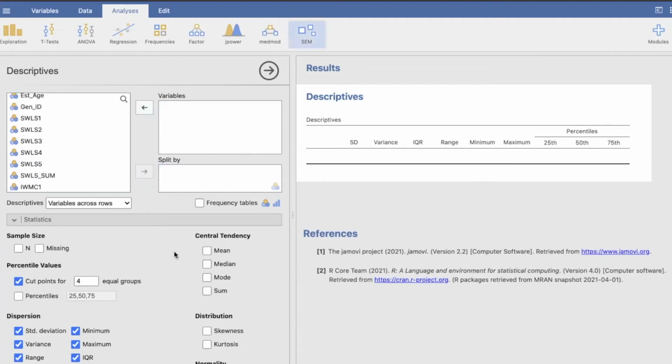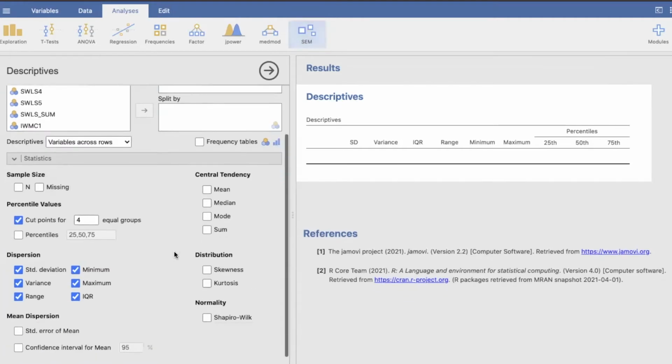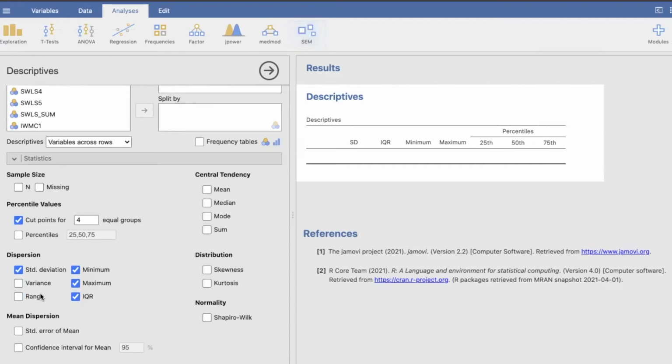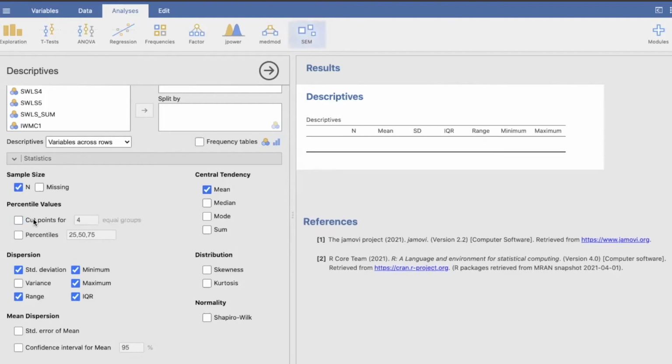What I usually put, whenever I make descriptives, is the standard deviation. I could probably put the range because maybe I need it. But the mean, I would definitely put. I would put n. I would remove the cutoff points.